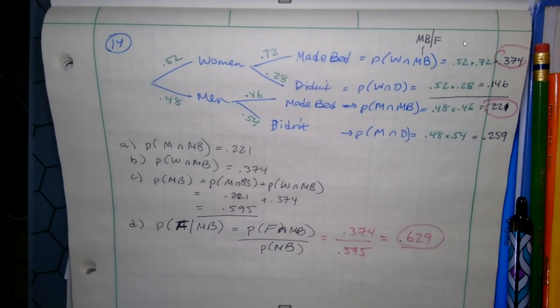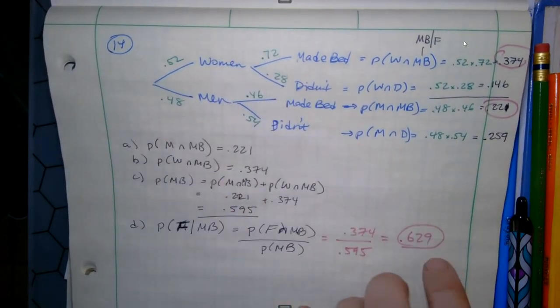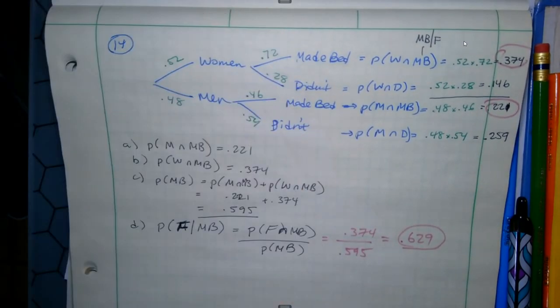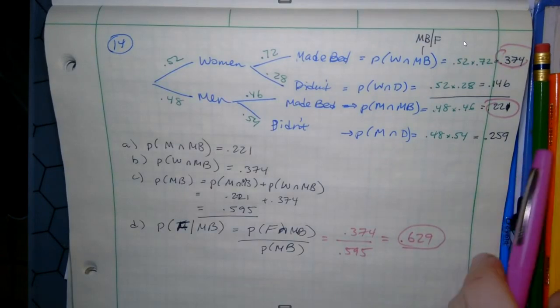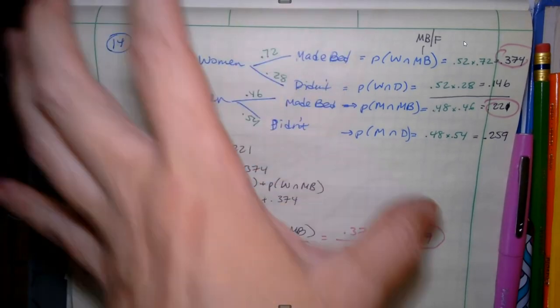So if somebody has made their bed, the chance that they are female is 63%. This is interesting because 72% of women make their bed. This is lower than that. It's kind of like a weird averaging of the two chances of making your bed. All right. So this is a very, very common thing. If you ever see a probability question asking you about vaccinations or new medical stuff, this is a really good option.